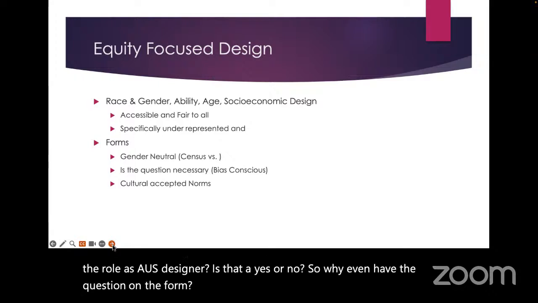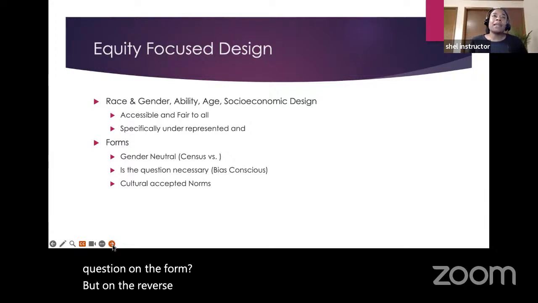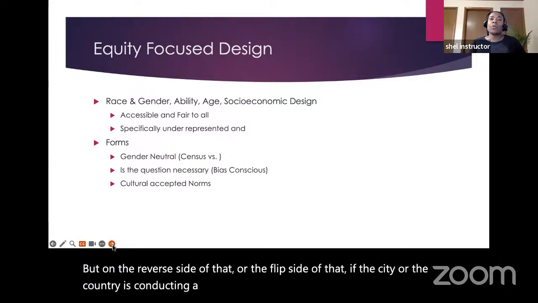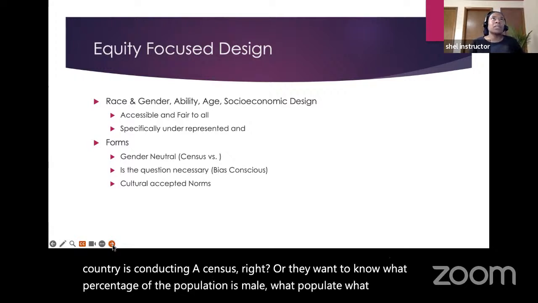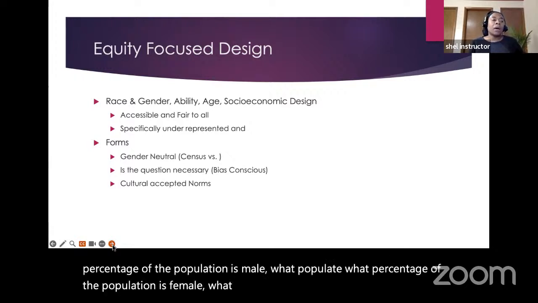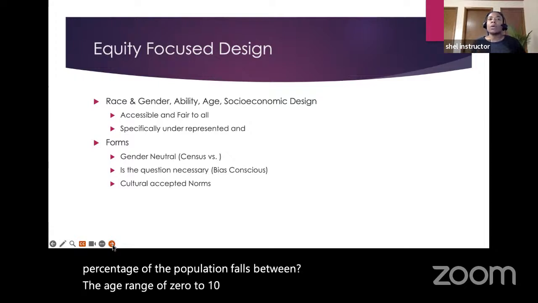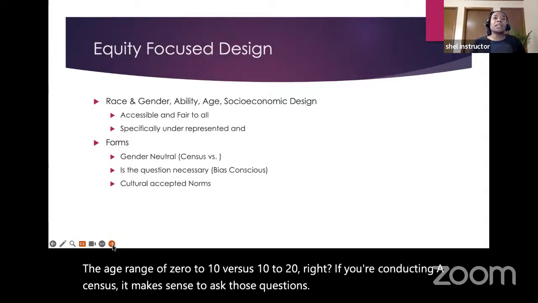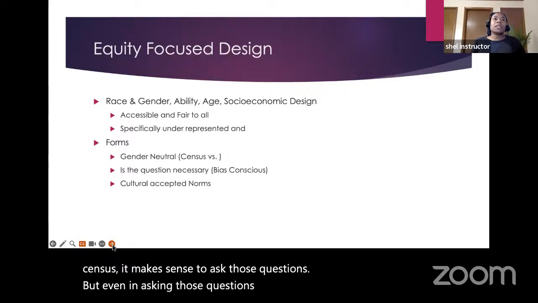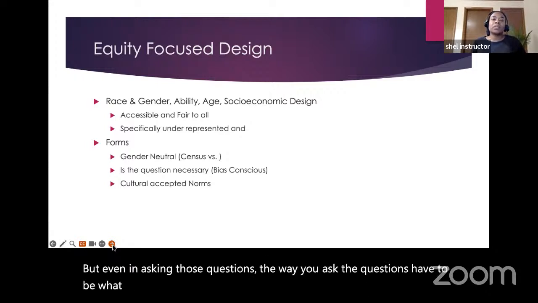Right. But on the flip side of that, if the city or the country is conducting a census, and they want to know what percentage of the population is male, what percentage is female, what percentage falls between the age range of 0 to 10 versus 10 to 20, right? If you're conducting a census, it makes sense to ask those questions. But even in asking those questions, the way you ask the questions has to be what word? Of the four things, what word?